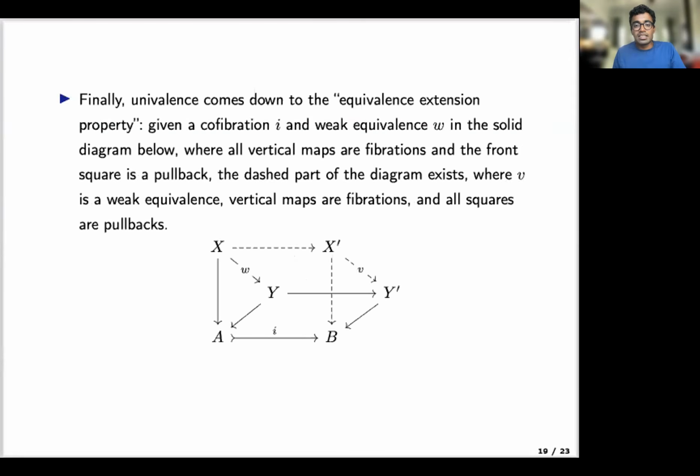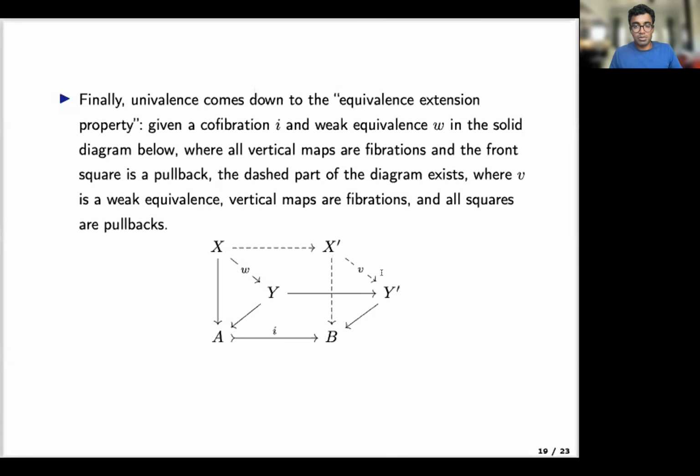So showing that the universe is fibrant turns out to reduce to this fibration extension property, and showing that the universe is univalent boils down to showing an equivalence extension property. So what that means is that given vertical maps, by vertical maps, I mean X to A, Y to A, and Y prime to B, that are fibrations, and given a weak equivalence from X to Y, as well as a square that's a pullback that lives over a cofibration I, there exists a square at the back that's a pullback, and so all three squares are a pullback. And moreover, V is a weak equivalence.